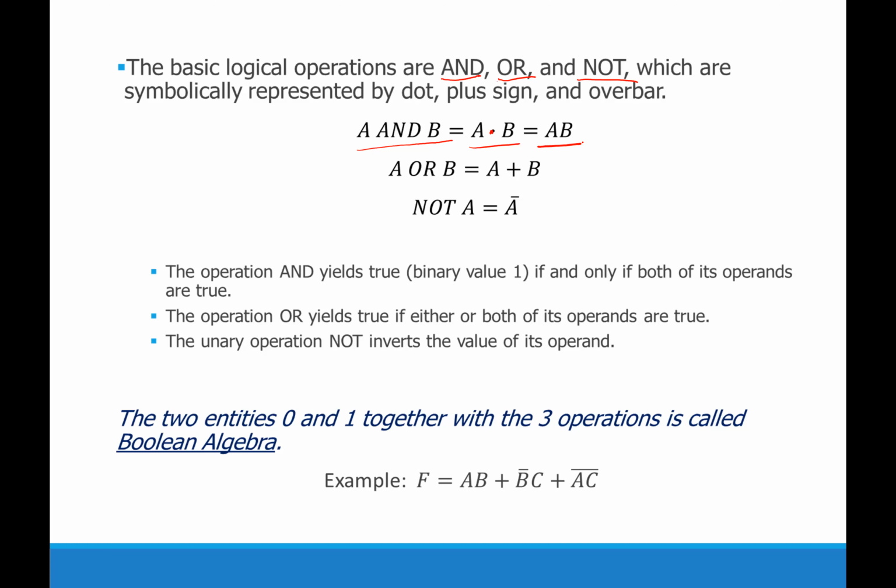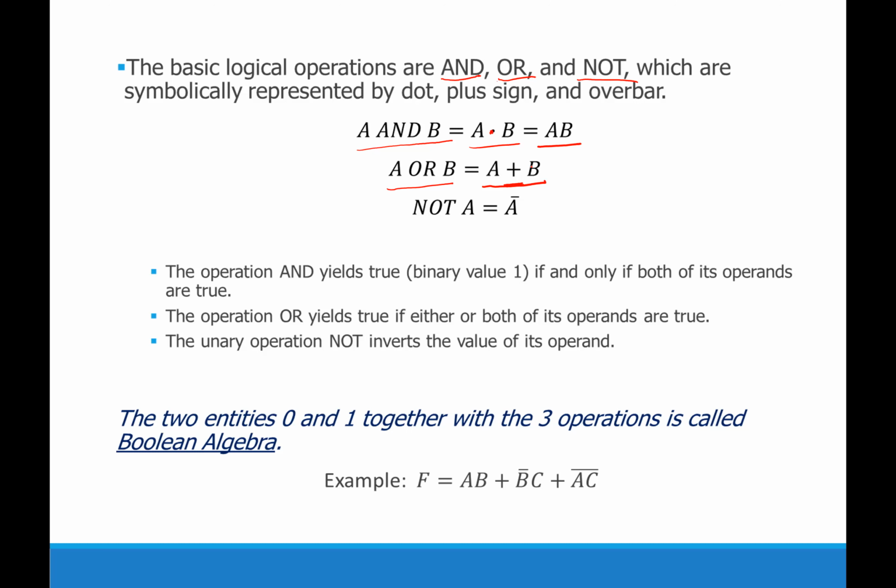The next one is the OR operator. The symbol for the OR operator is the plus sign, just the plus sign. If we take the AND operator, we can consider it as the multiplication between A and B. Now, if we take the OR operator, we can consider that as the addition of the variables A and B. We can consider that as the addition.